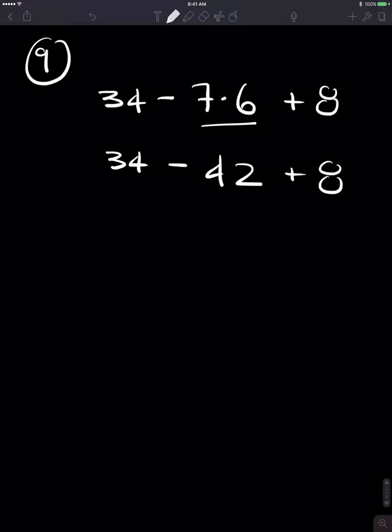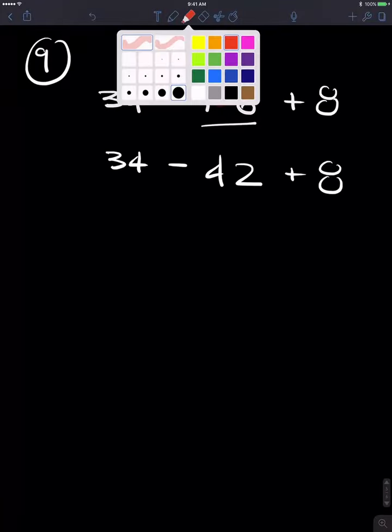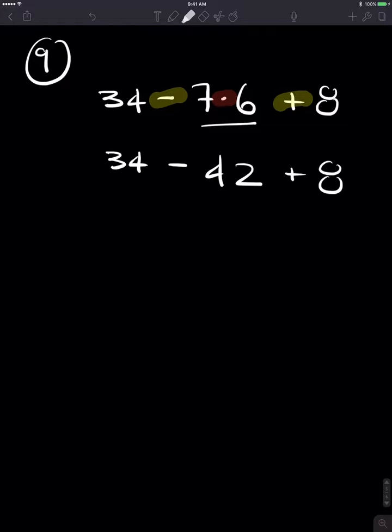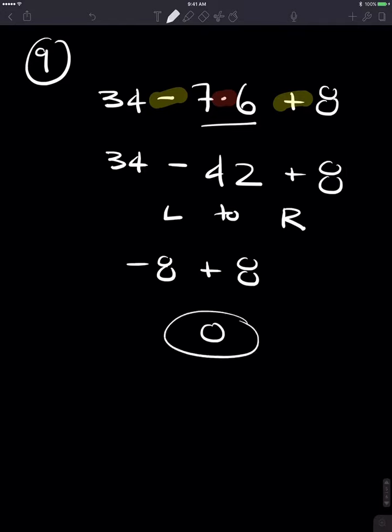Please excuse my dear Aunt Sally. Multiplication, right here, outranks my addition and subtraction. This is why I multiplied. Now, because subtraction and addition has the same rank, we work left to right. Meaning 34 minus 42 must be computed first, and 34 minus 42 is negative 8. Bring down the addition of 8. Now negative 8 plus 8 is 0.